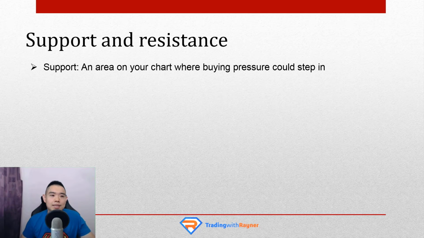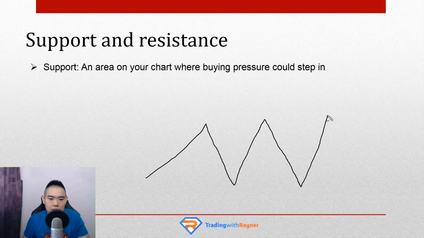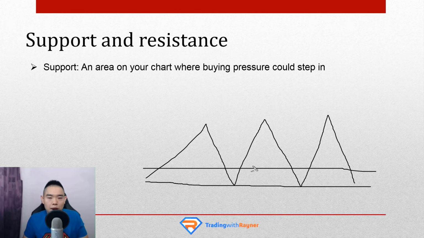Support is an area on your chart where buying pressure could step in. If you look at this, let's say price goes up, comes down, goes up, comes back down, goes up, comes back down. From the looks of this, we can say that this is an area of support, because this is where previously the price has bounced off once, twice, and now possibly a third time over here. So this is what we call an area of support, an area on your chart where buying pressure could step in and push the price higher.